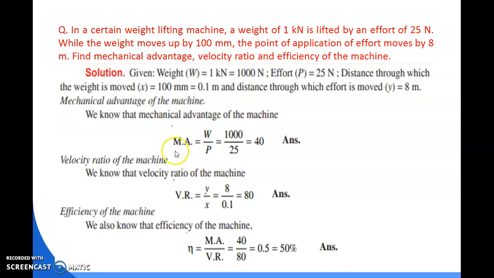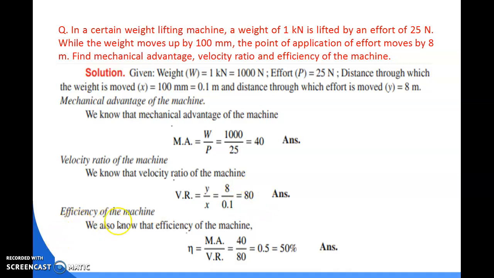As per the definition, we know that MA is equal to W by P. So W is 1000 and P is 25. Hence the value of MA will be 40. Now the velocity ratio is equal to y by x. So the y value is 8 and x value is 0.1. Hence the value of VR is equal to 80.